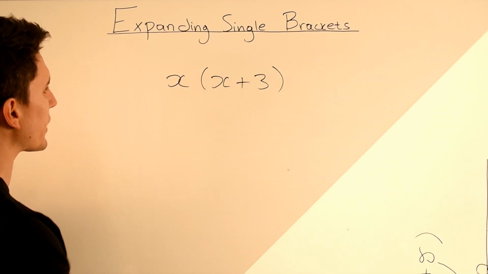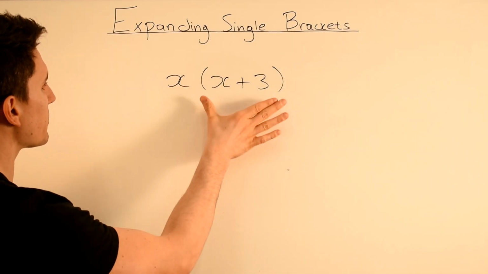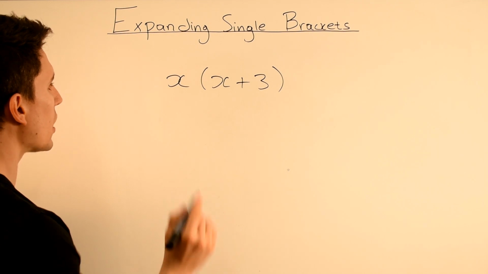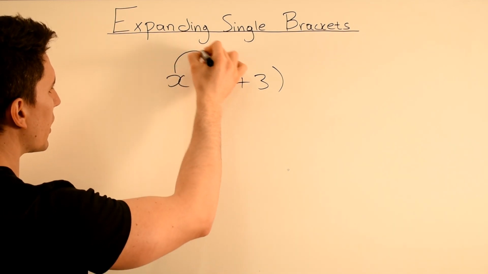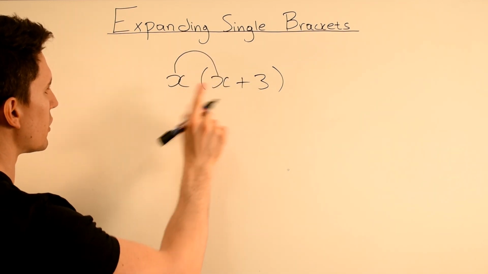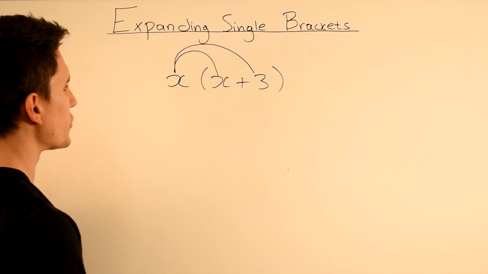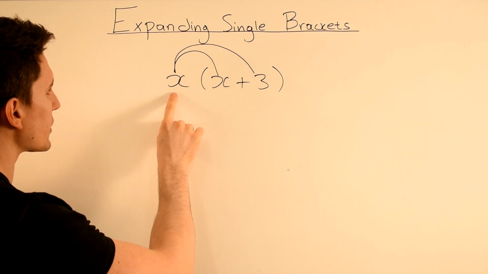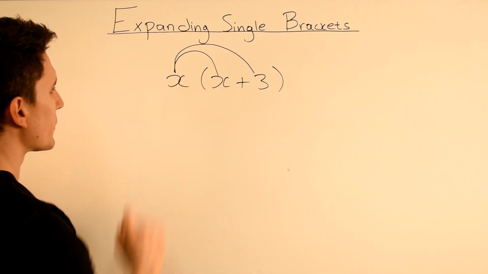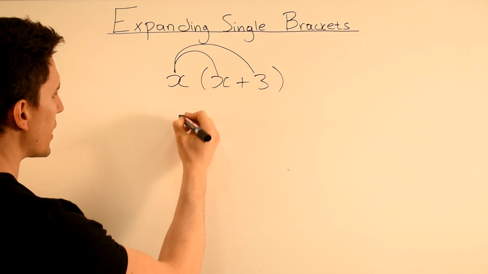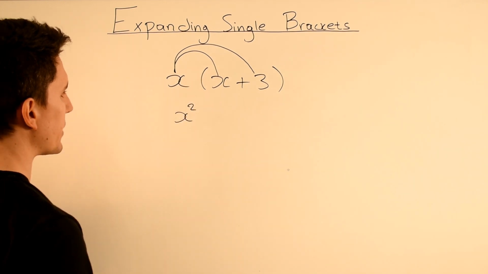Okay, so in this second example, we have x times x plus 3. Let us draw our claw again. So we've got a line joining x to the x term in here, and then we will join x to plus 3 using another line. So what is x times x? Well, that is simply x squared. Therefore, we can go ahead and write down x squared.